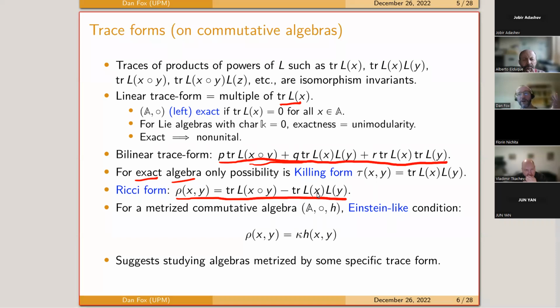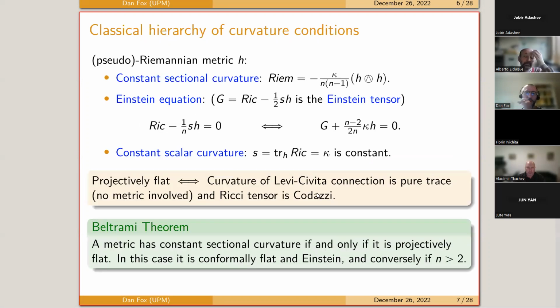And the sort of geometric condition I have in mind is I want to think about algebras which are a priori metrized by some metric, and where in fact that metric is a multiple of the Ricci form, or said the other way, the Ricci form is a multiple of that metric. I want to think of that as something like an Einstein-like condition, in the same sense that the Ricci tensor being a multiple of the metric is the Einstein condition for a metric on a manifold. So it's this kind of notion that I want to give some sense to, and that's going to lead me to my notion of sectional associativity.